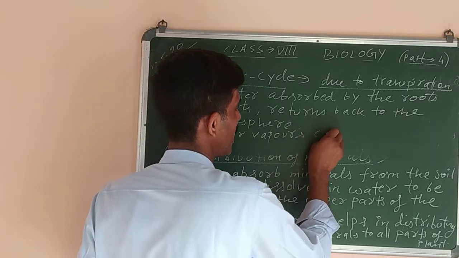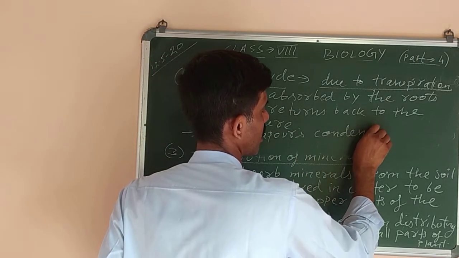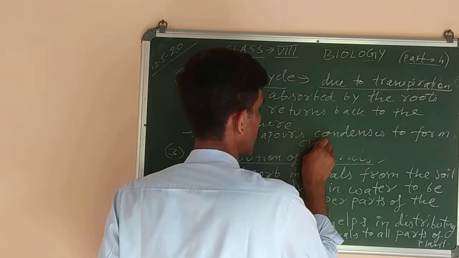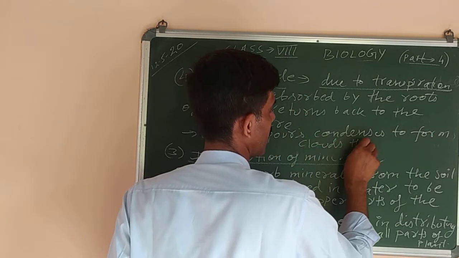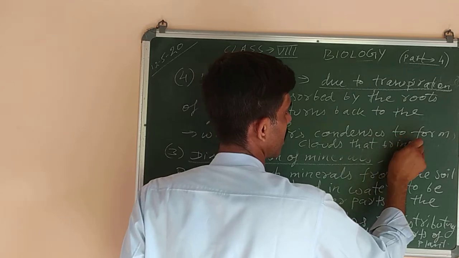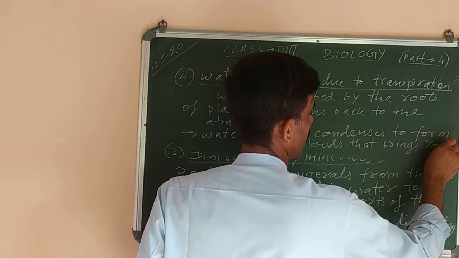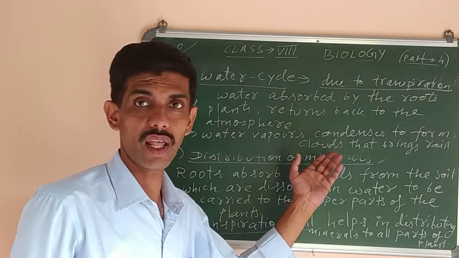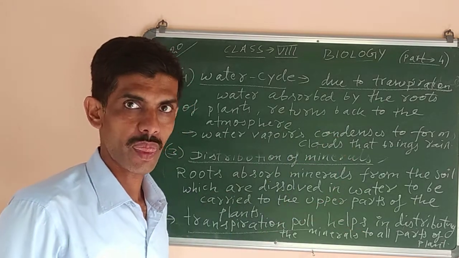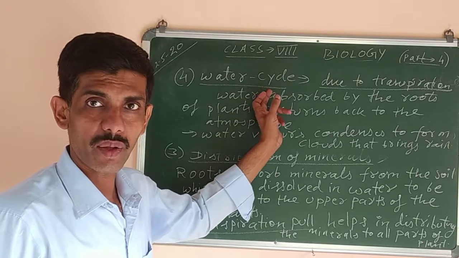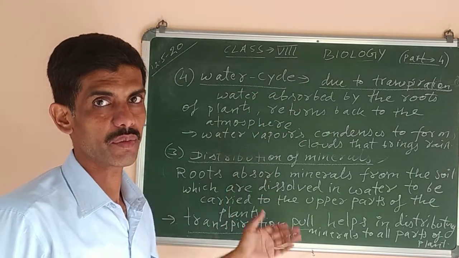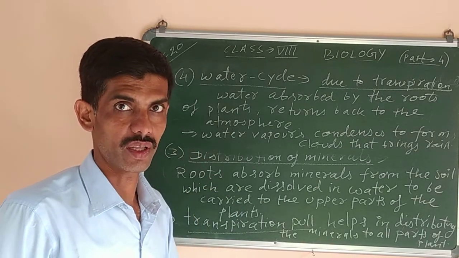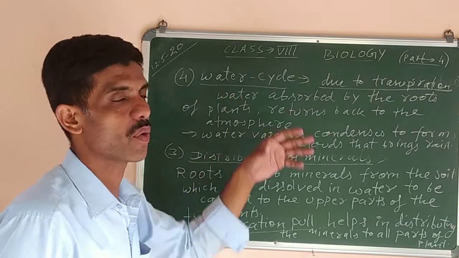So water vapor condenses to form clouds that bring rain. Understood? It can be in different forms of precipitation like rain, hail, snowfall. So the water which is taken by the plants once again returns back to the atmosphere only. It is taken from the soil and again goes into nature only. And this helps to maintain the process of the water cycle.